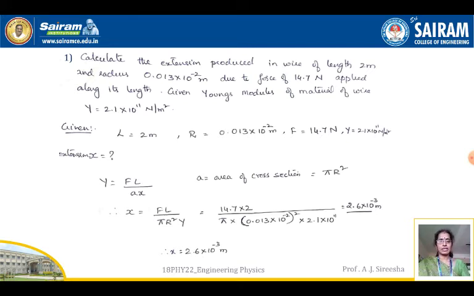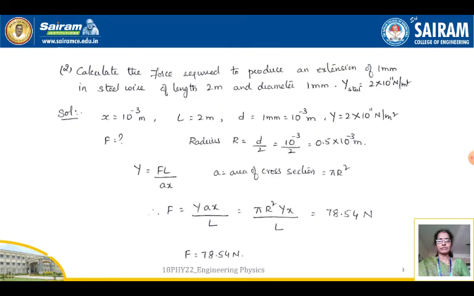This is the first numerical. Next we go with another one. Calculate the force required to produce an extension of 1 mm in a steel wire of length 2 meters and diameter 1 mm. Y of steel is equal to 2 into 10 to the power of 11 Newton per meter square. Now here in this numerical, what has been given?